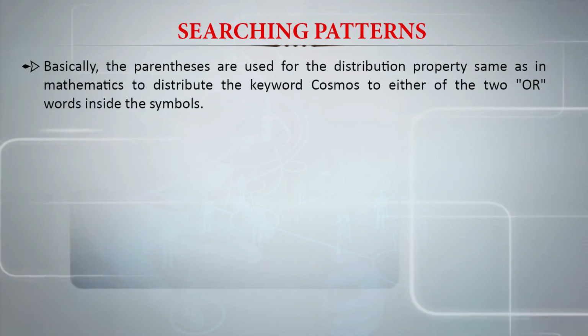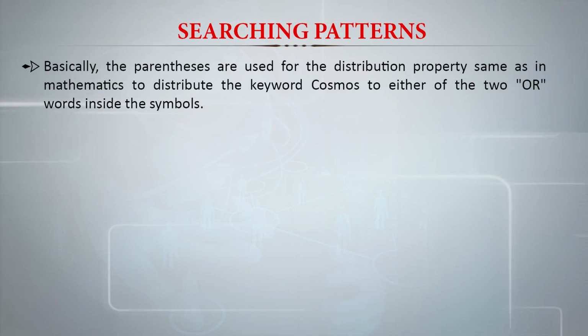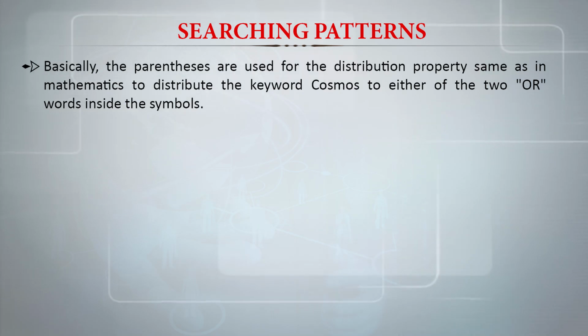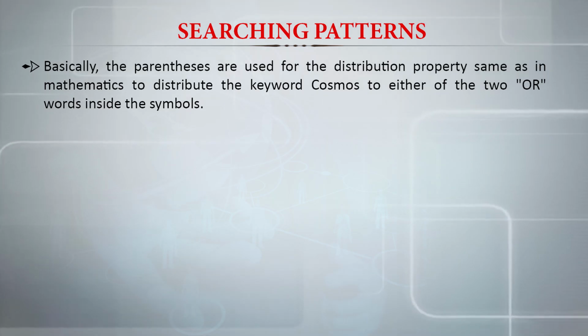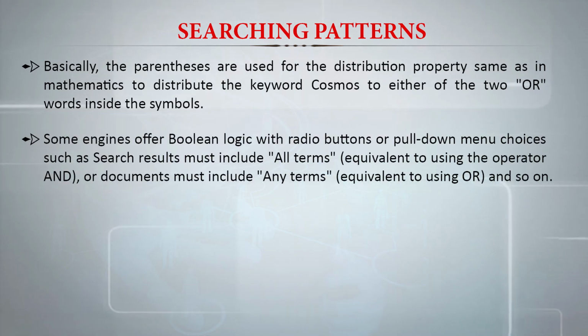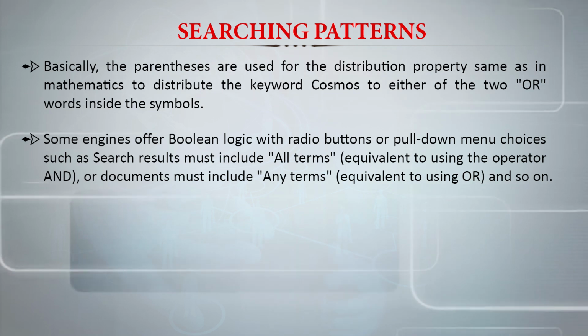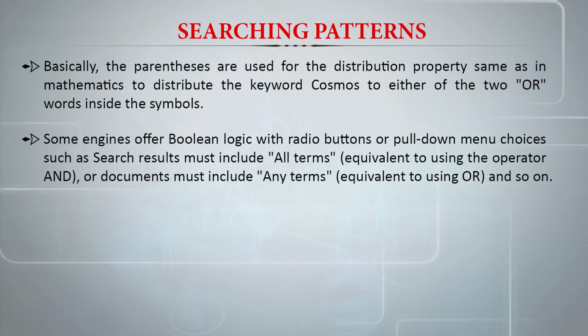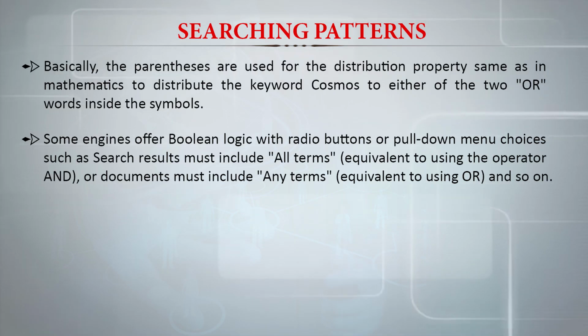Basically, the parentheses are used for the distribution property, same as in mathematics, to distribute the keyword Cosmos to either of the two words inside the parentheses. Some engines offer Boolean logic with radio buttons or pull-down menu choices, such as 'search results must include all terms', which is equivalent to using the operator AND.